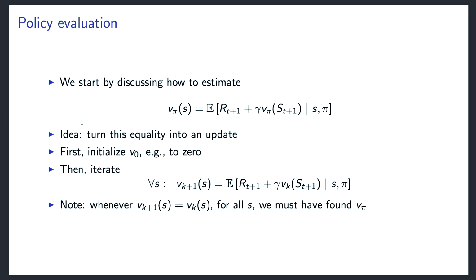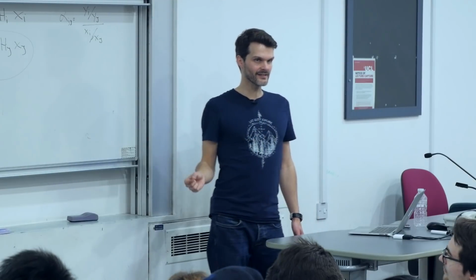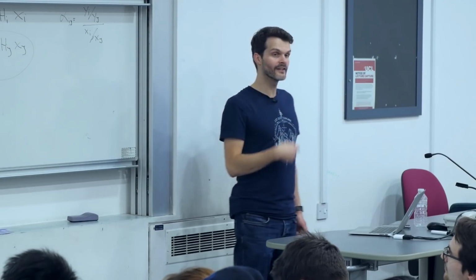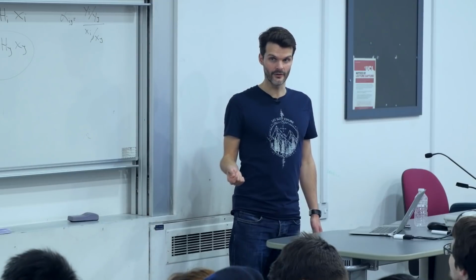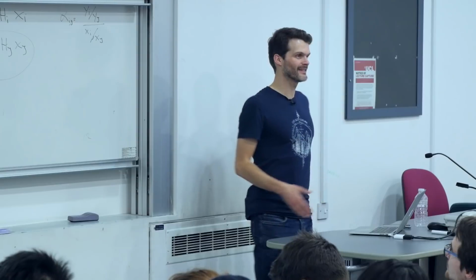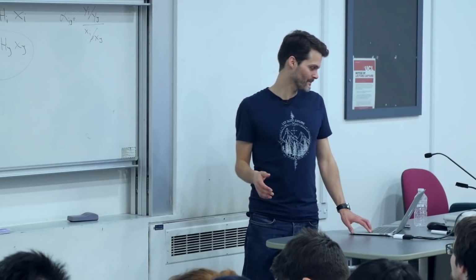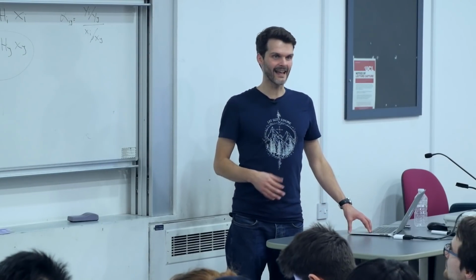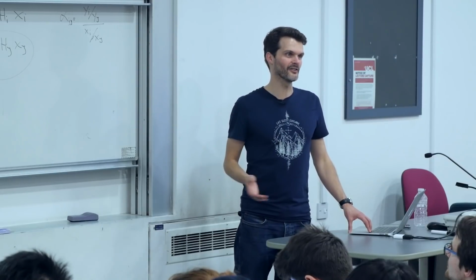Now, the first thing to note is that if it happens that your values didn't change because of this update, then by definition you have found the true values. That doesn't tell you that this will happen, but it tells you that if it happens, that you found the right values. It might be less clear that this actually goes in the right direction, that you'll find the values eventually.